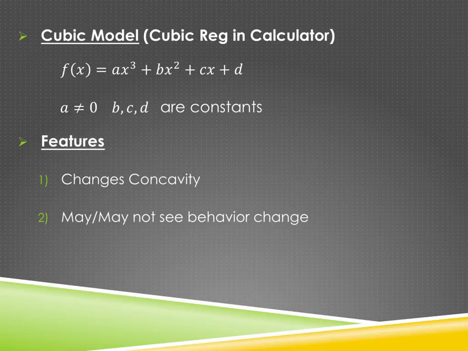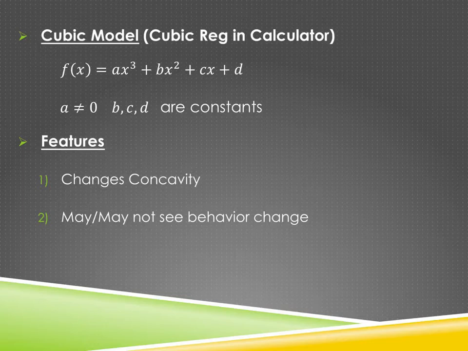So for starters, a cubic model, this is called cubic regression in your calculator, has the form f of x equals ax cubed plus bx squared plus cx plus d. A can't be 0. If a were 0, we'd have a quadratic equation or maybe a linear equation, depending. B, C, and D could be 0. At the very least, they're constants, they're numbers.